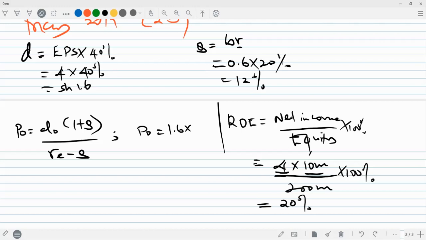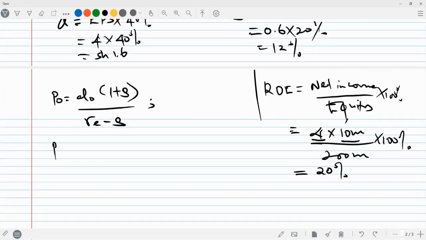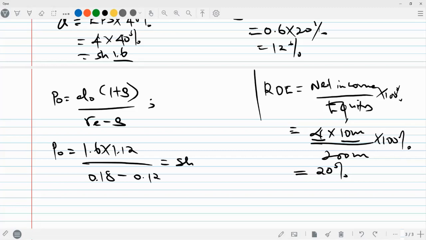Okay, having done that, we have all the variables to get P naught. P naught is the dividend, which is 1.6, times growth 1.12, over cost of equity 18% minus 0.12. To give us how much is the share price?